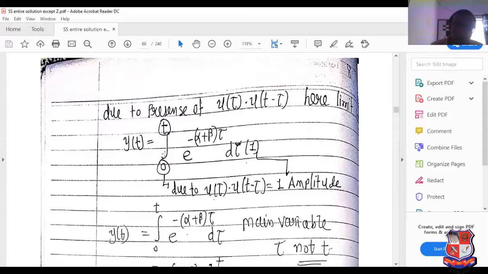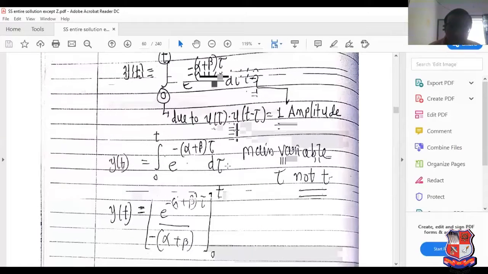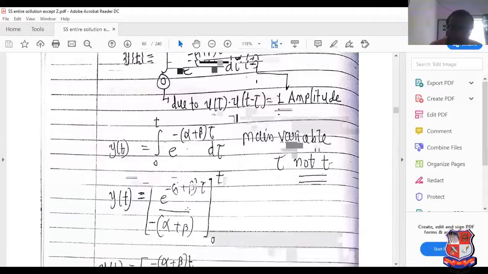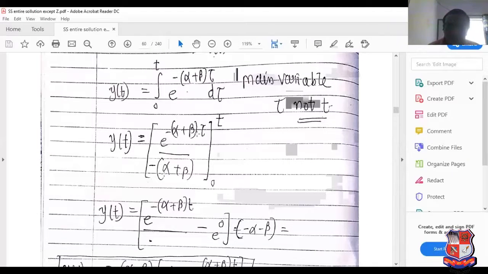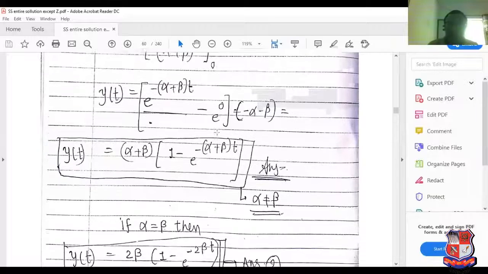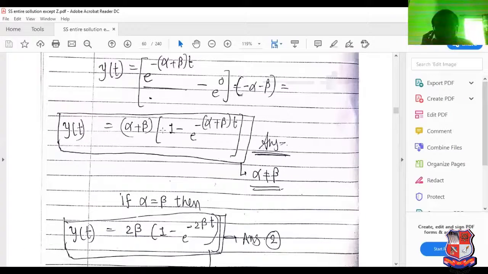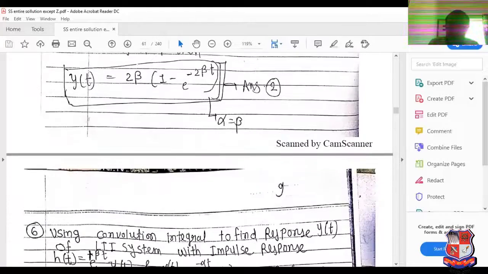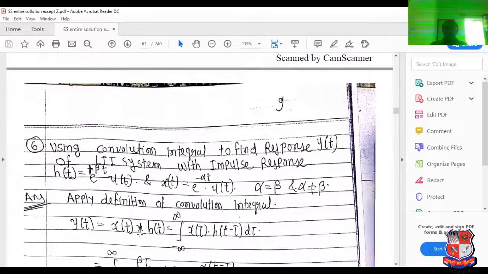With the value 0 to t, e raised to minus (alpha plus beta) tau d tau. So if you take the integration of e raised to minus (alpha plus beta) tau, we get minus 1 over (alpha plus beta), evaluated from 0 to t. If you manipulate the limit, we get the answer 1 over (alpha plus beta) times the bracket of 1 minus e raised to minus (alpha plus beta) t. Now if you put alpha equal to beta, we get 1 over 2 beta in the bracket of 1 minus e raised to minus 2 beta t as the answer. So this is the answer for alpha equal to beta.